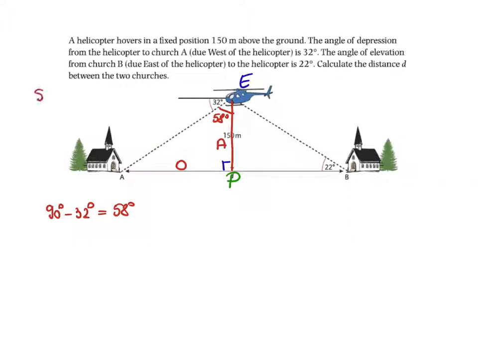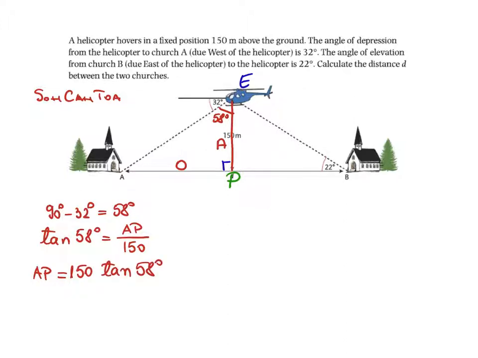So in SOHCAHTOA, I will use tan. Tan 58 degrees equals AP, the distance from A to P, over, opposite over adjacent. So AP is 150 times tan of 58. Which after I put in my calculator will give me 240.050179 and so on. I'm going to take 240 meters to the nearest meter.